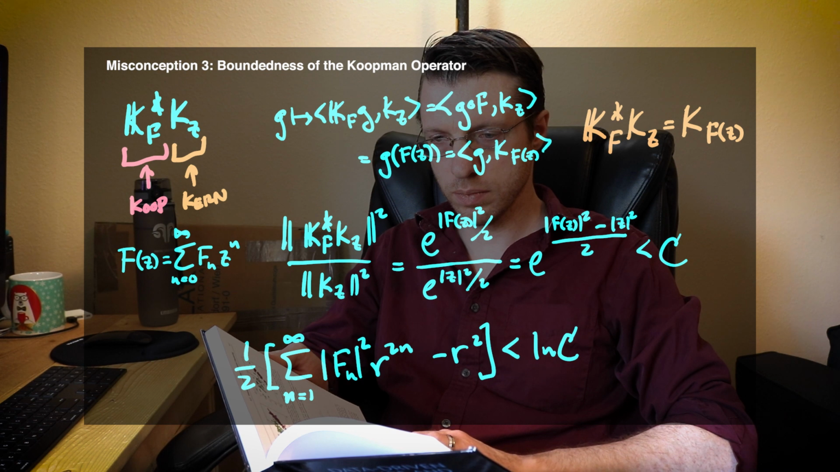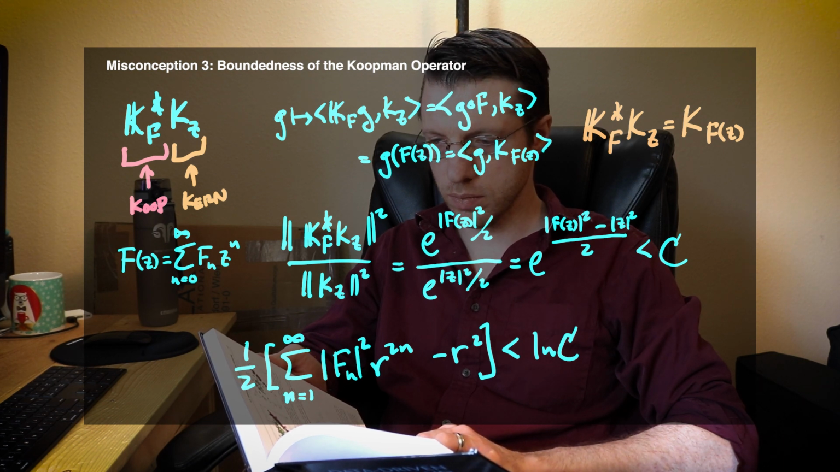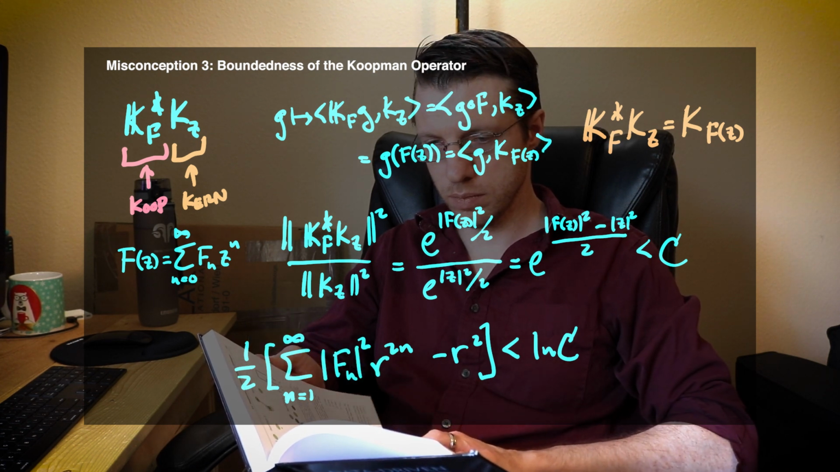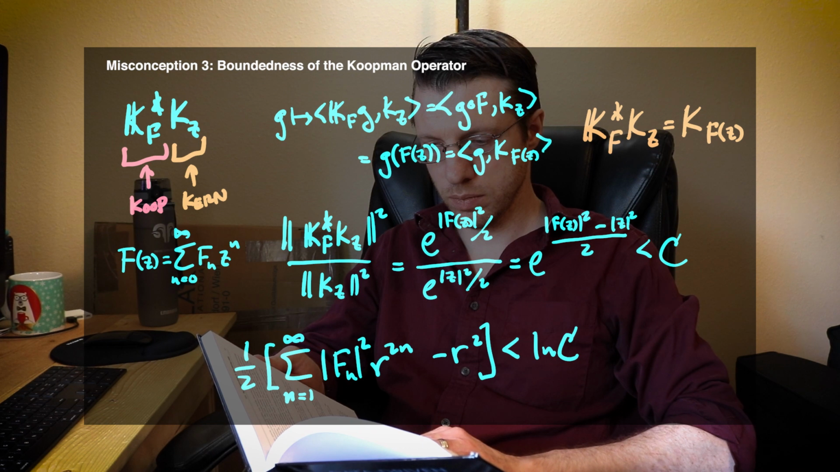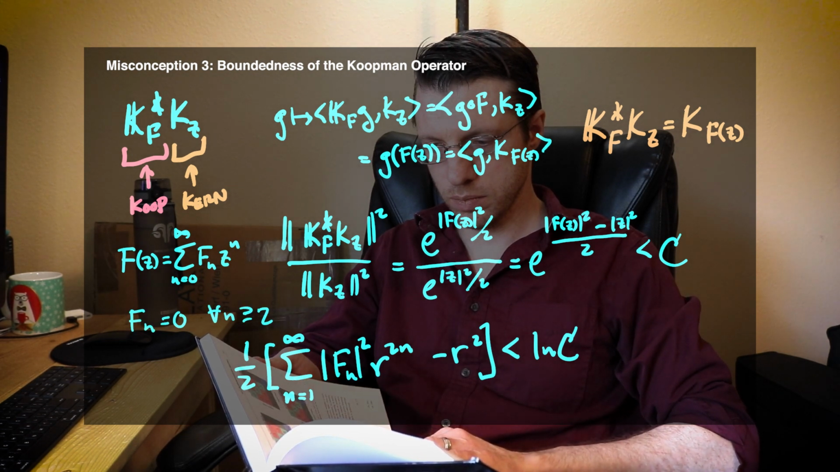And those quantities need to be squared, and then this is multiplied by r to the 2n, and then we're going to subtract this sum by r squared, and this quantity should be bounded by the natural log of c. However, if you let r go off to infinity, that power series isn't going to be cancelled by anything, so that can get arbitrarily large, but that would be a contradiction. And so it can't get arbitrarily large, and so that means that for anything beyond n equals 1, these coefficients have to be identically 0.